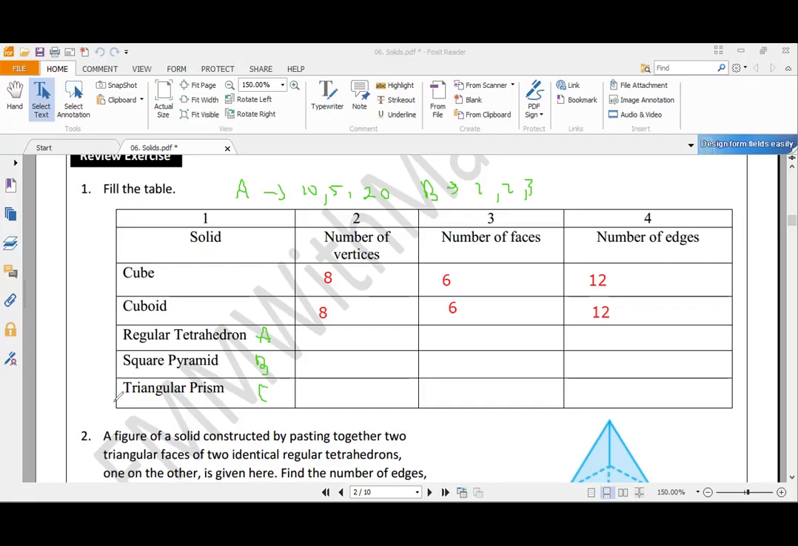And what about the triangular prism? Okay, if you cannot remember, you need to learn them by heart. Directly you can remember them and you can give the answers at the exam.